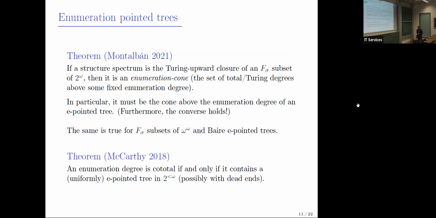So McCarthy, like I said, proved that, and this is not something I've already stated, I've alluded to. He proved that every cototal enumeration degree contains a uniformly e-pointed tree in 2 to the less than omega. He also proved that uniform can be dropped or not, and you can have dead ends or not. So in fact, of the 8 versions of e-pointedness, 4 of them collapse to cototality, and they still don't give us anything about Baire e-pointed trees. Okay.